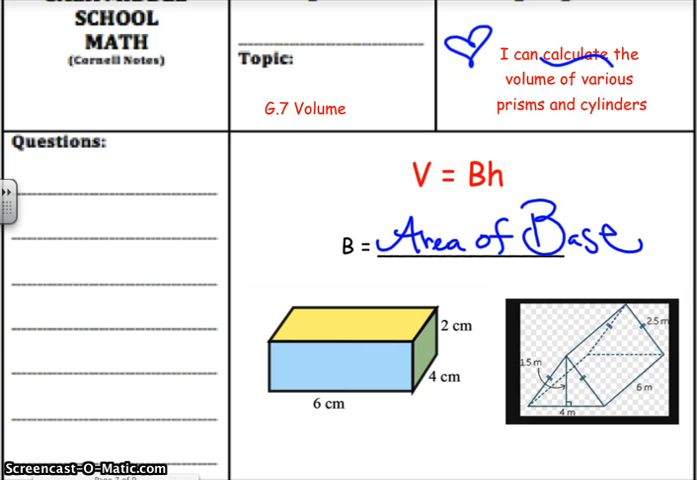These notes, some of you are like, we didn't get notes. You did. They are part of G6. These notes are part of G6.